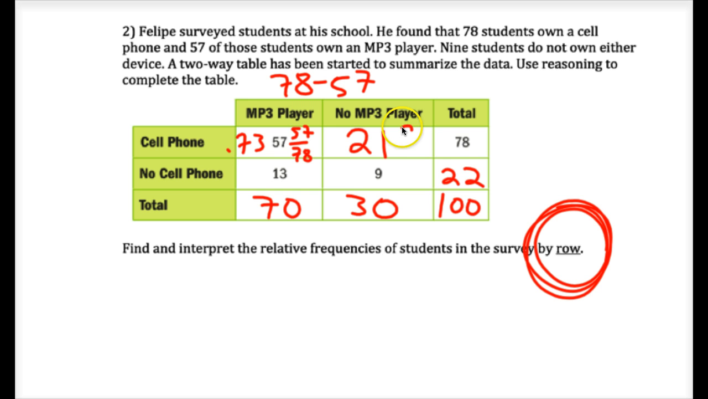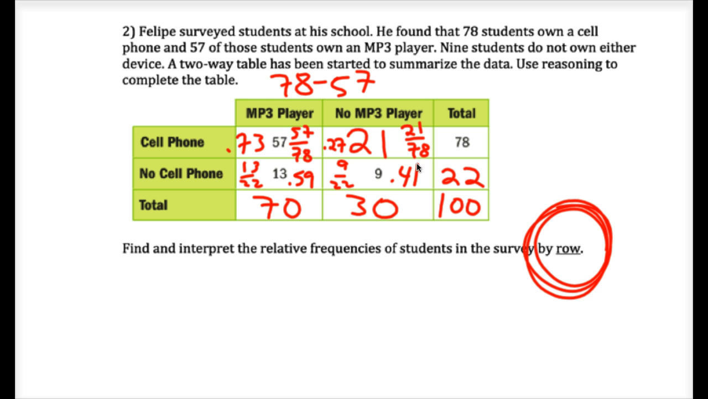Row. 21 over 78, which I got to be about 0.27. 13 out of 22, which I got to be about 59% or 0.59. And then 9 over 22, which is about 0.41.